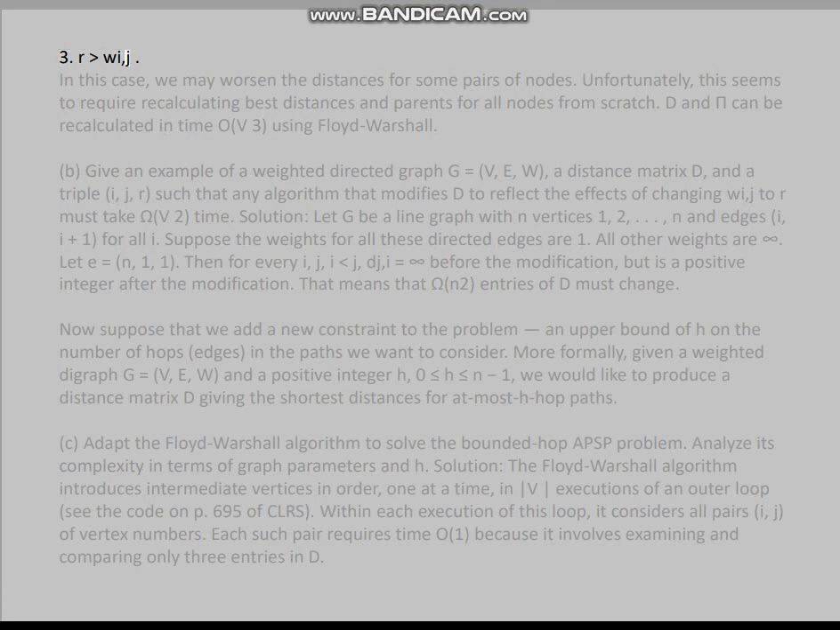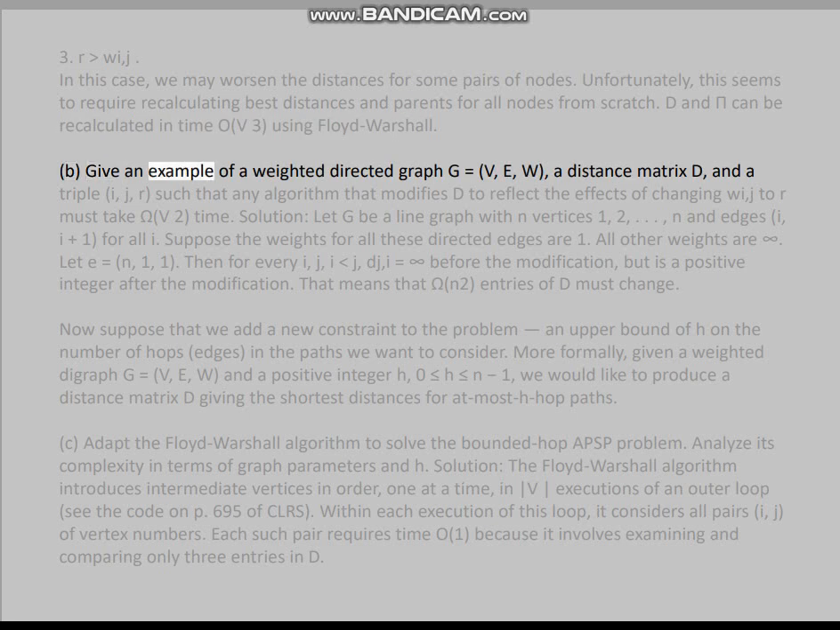3. r > w(i, j). In this case, we may worsen the distances for some pairs of nodes. Unfortunately, this seems to require recalculating best distances and parents for all nodes from scratch. D and pi can be recalculated in time O(V^3) using Floyd-Warshall.